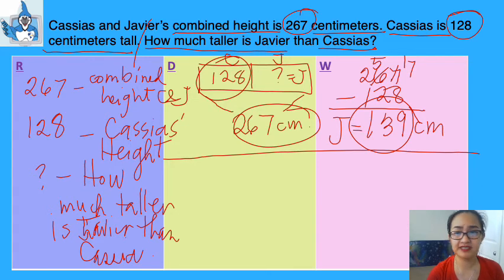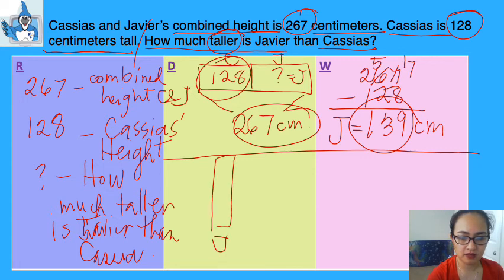But that's not the answer. We're trying to figure out how much taller is Javier. Now, let's compare their height. Since this is height, we can just draw a tape diagram vertically. Okay, so this is Javier. He is 139 cm. And this is Kasia's. She is 128. So most likely, of course, she's shorter.